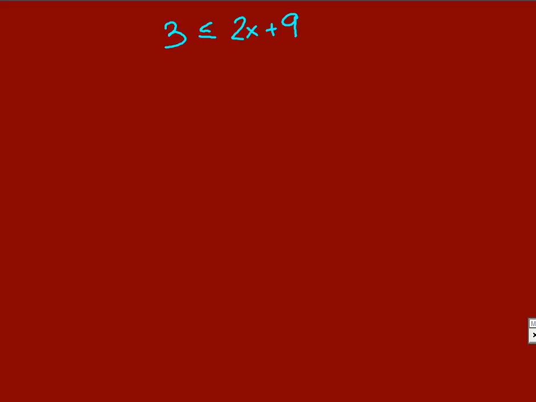If I subtract 9 from both sides first, negative 6 less than or equal to 2x. Divide both sides by 2. Negative 3 is less than or equal to x. Okay, this is a case right here where a lot of people try to flip the sign because they got a negative answer. That's not what we do. However, with x being on the right, we don't like that.